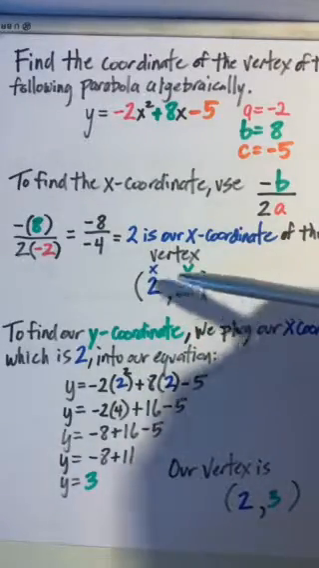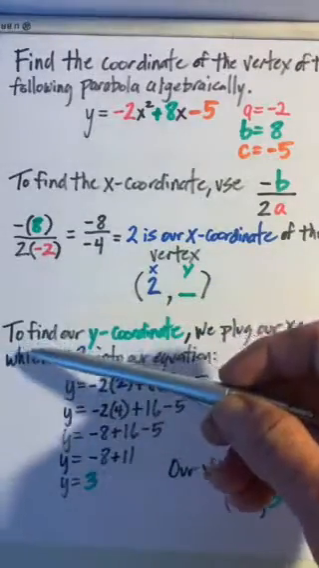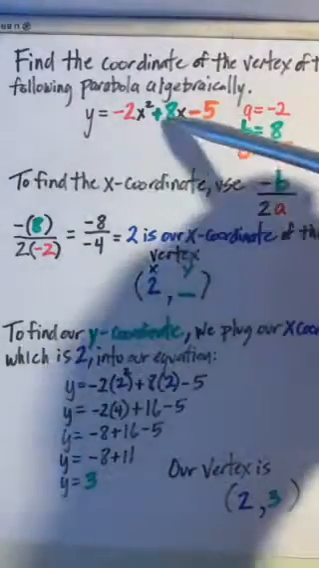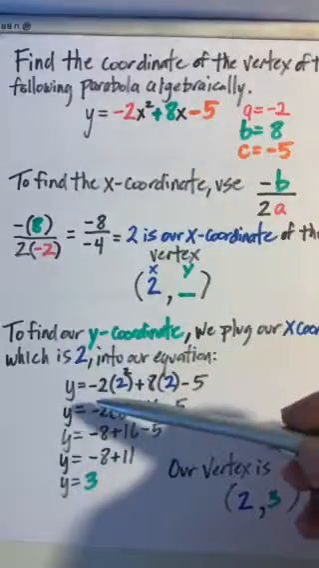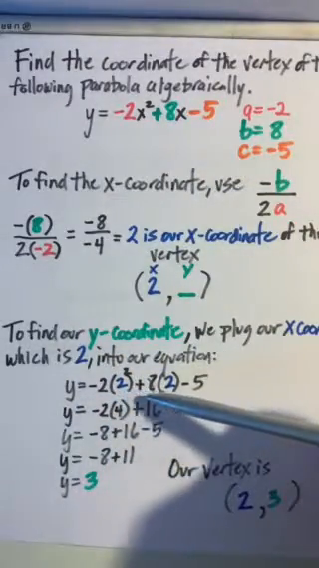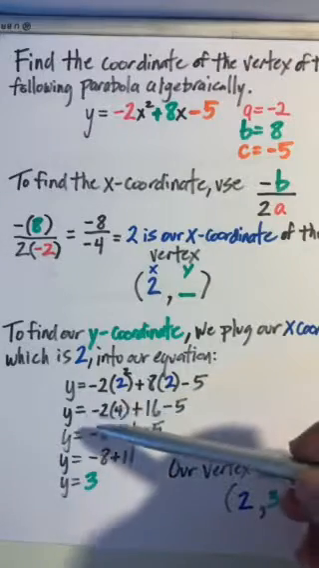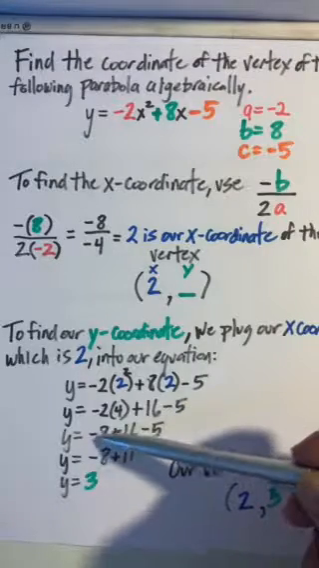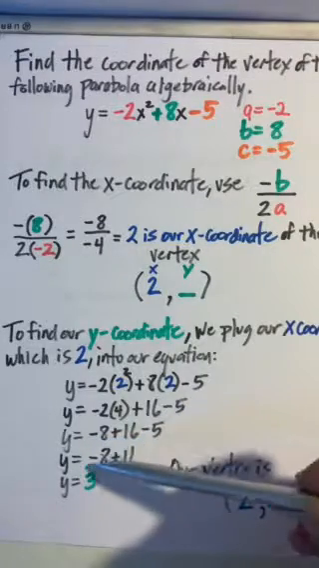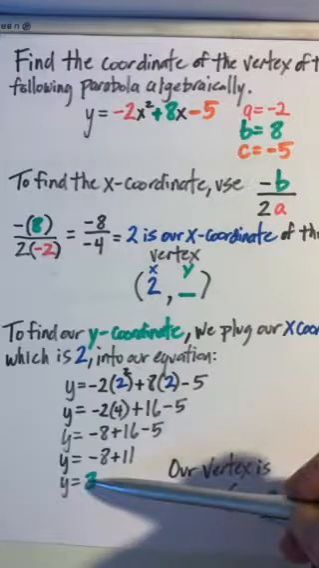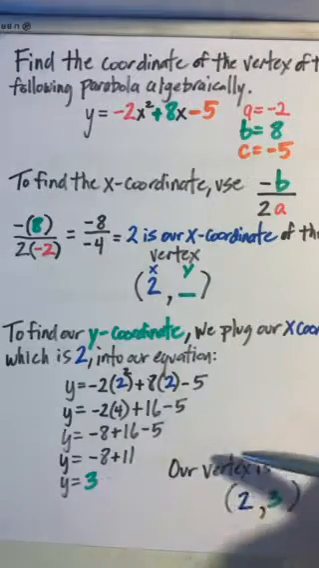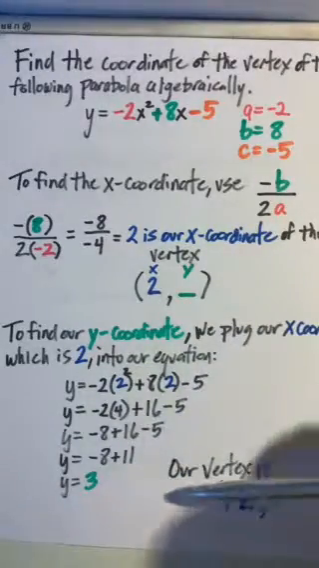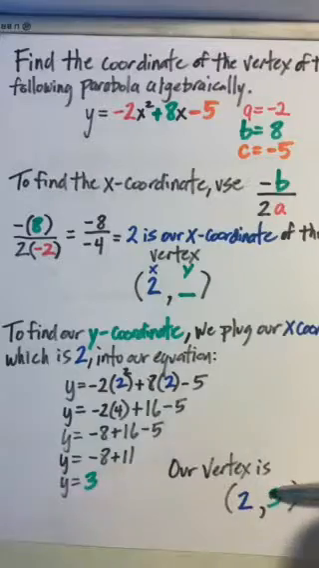Okay, now we've got to find our y. To find our y-coordinate, we plug our x-coordinate, which is 2, into our equation up here. So negative 2 times 2 squared plus 8 times 2 minus 5. Negative 2 times 4 plus 16 minus 5. Negative 8 plus 16 minus 5. Negative 8 plus 11. And our y-coordinate is going to be 3. And then we just plug it into our vertex. So our x-coordinate is 2, and our y-coordinate is 3.